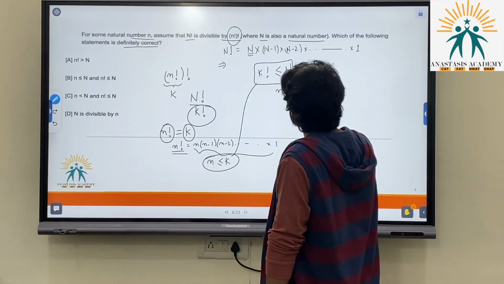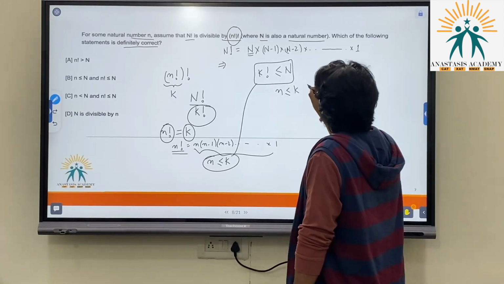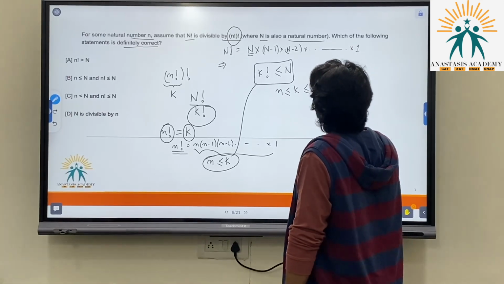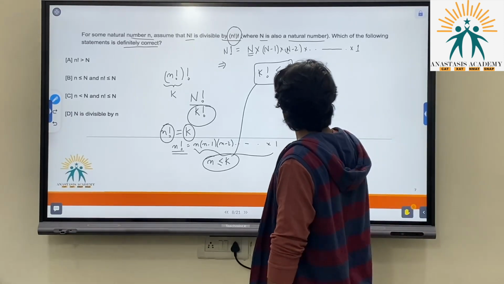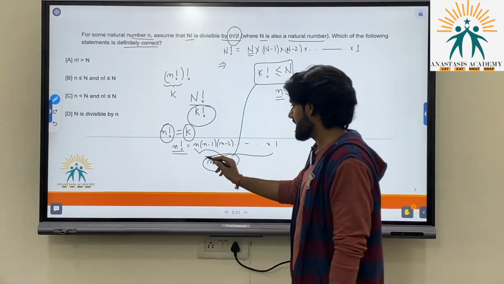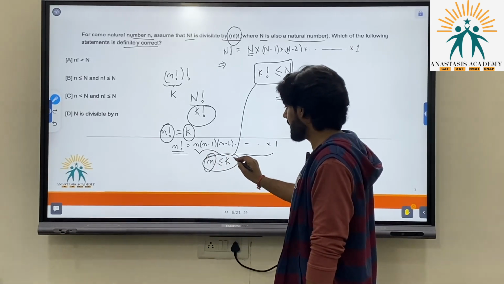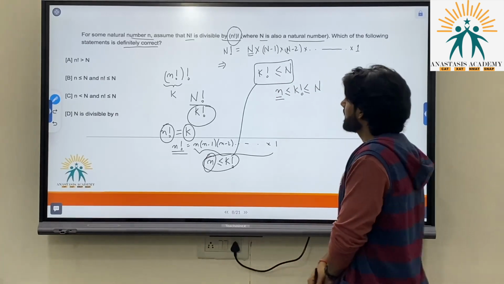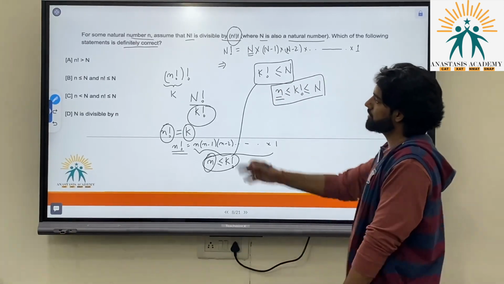n will be less than or equal to k, and k factorial will be less than or equal to N. This n will divide k factorial. This n will always be less than or equal to k factorial. Okay, so it will divide this k factorial. Now I have to check the options.